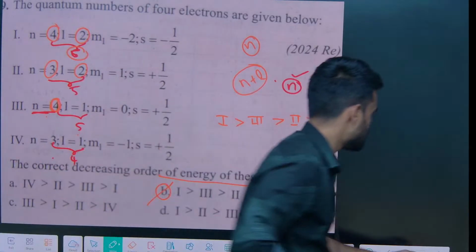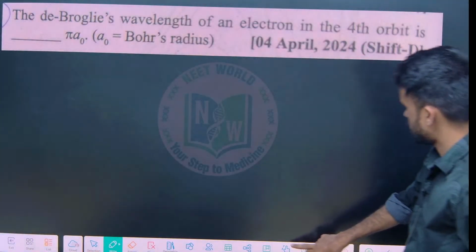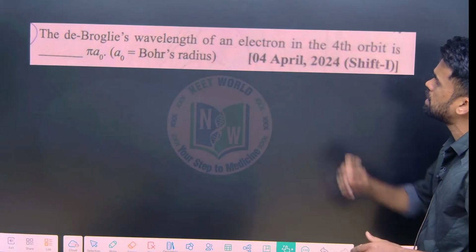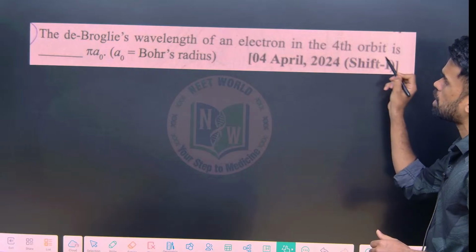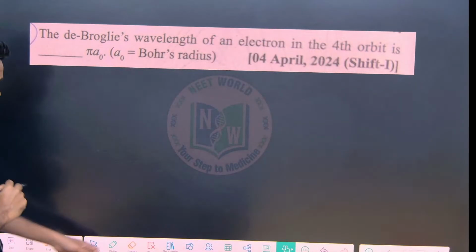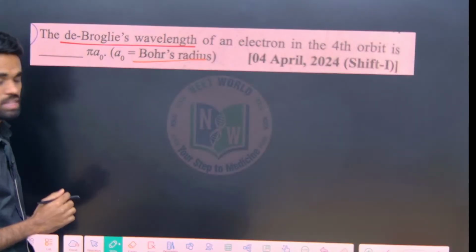Okay, right. The next one here, tell me what will be your answer for this. The de Broglie wavelength for an electron in the 4th orbit is, in terms of pi into a naught, where a naught is Bohr's radius. See, it's very simple. First of all, tell me what is the de Broglie wavelength equation.